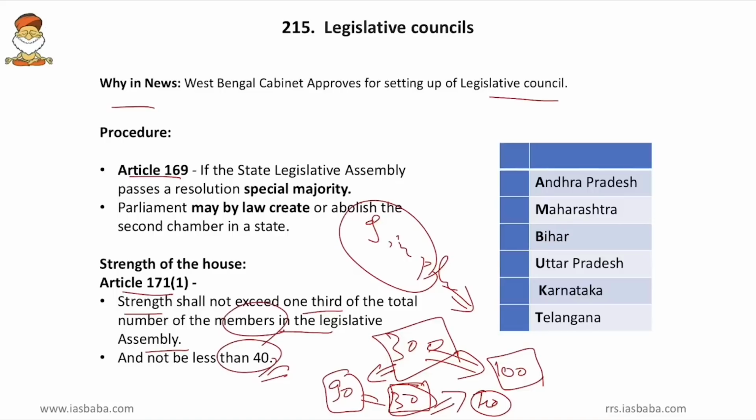Then at the same time, we will revise which are the states which have a legislative council. Andhra Pradesh has it, Maharashtra has it, Bihar has it, Uttar Pradesh has it, Karnataka has it, and Telangana has it.